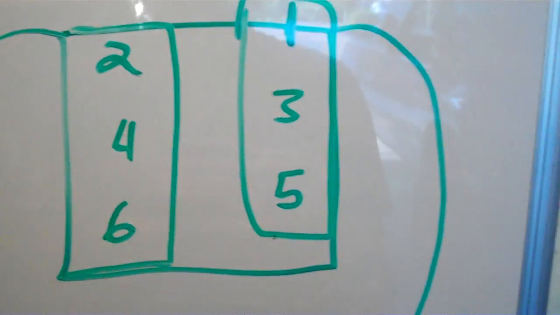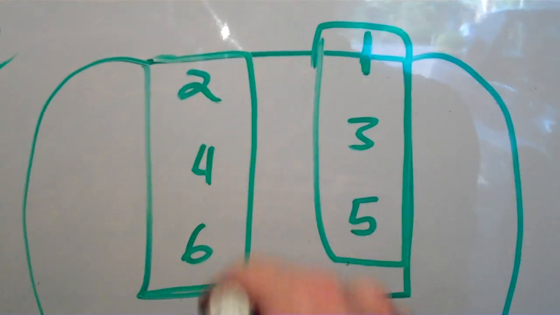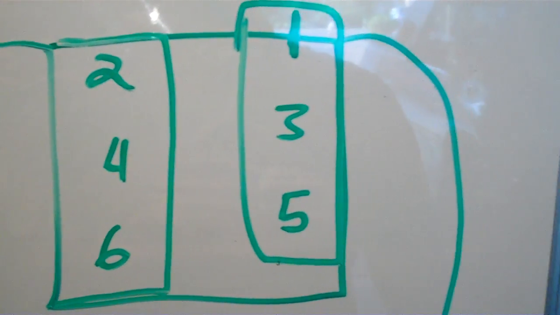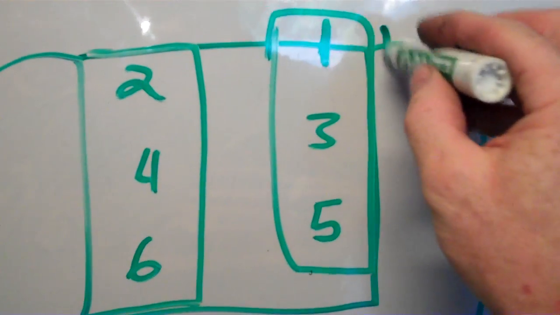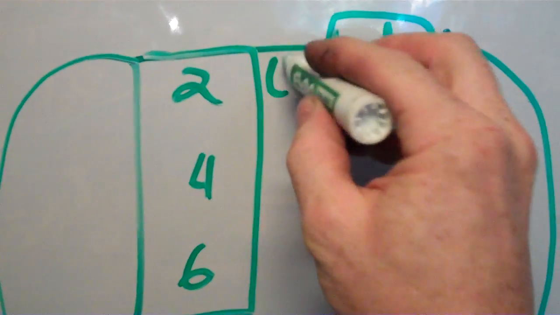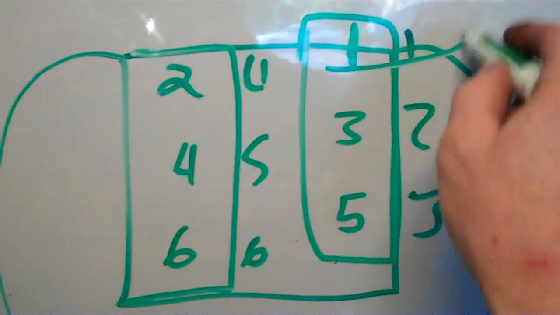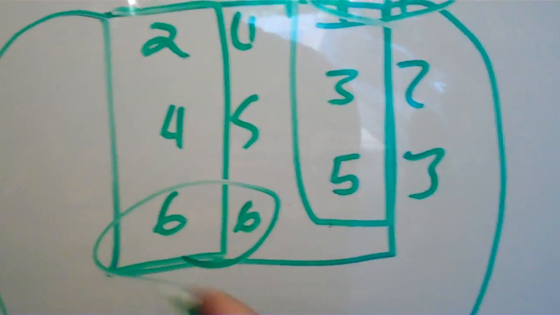And some manufacturers do them like this, odds on one side, evens on the other, and I like that. That makes all the sense in the world. Other manufacturers do it differently: 1, 2, 3, 4, 5, 6. So you see a pattern here? 1 is always 1. 6 is always 6.